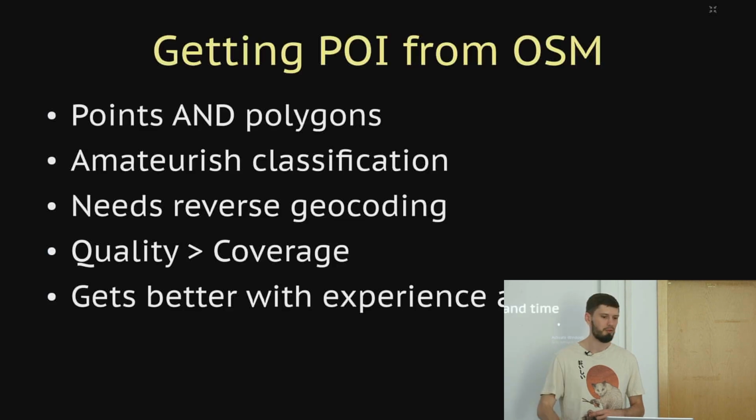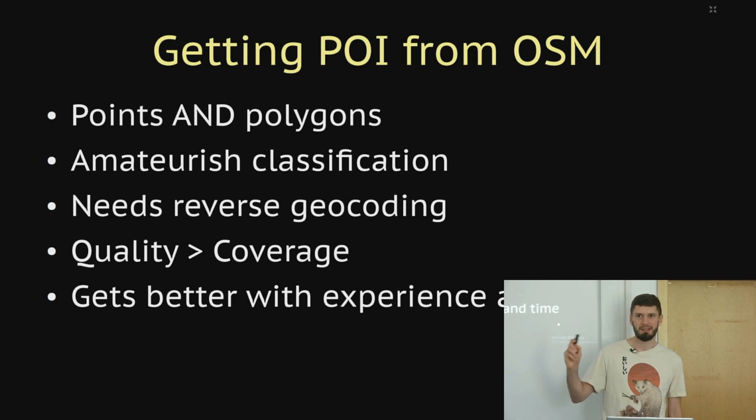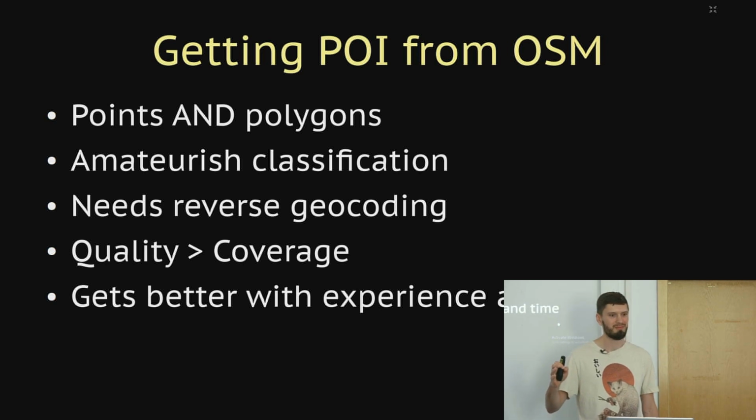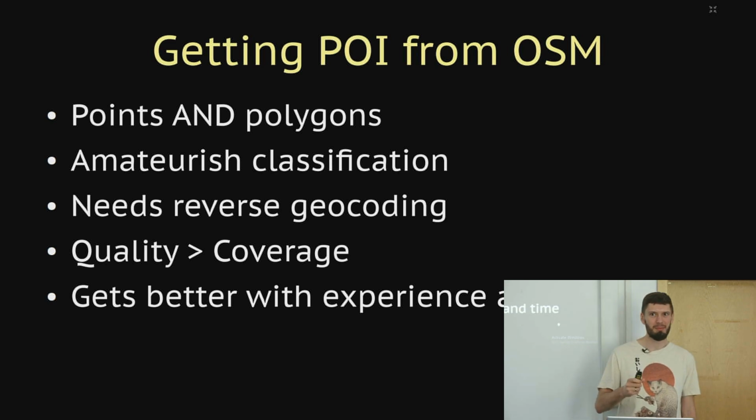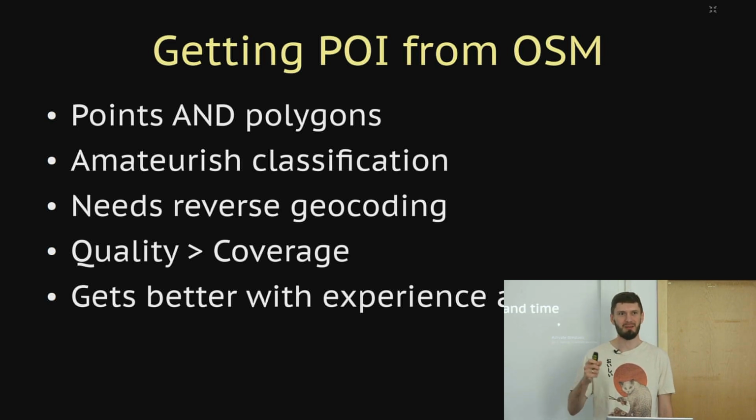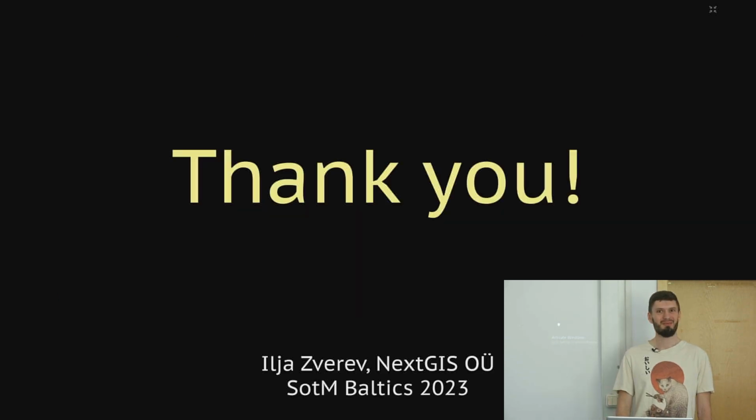So, to reiterate, OpenStreetMap has points and polygons. Don't forget about polygons. They might mean a different thing. Classification is weird. As in the real world, you will need reverse geocoding. It's not easy. Look up my FOSDEM talk. Coverage lacks. But OSM gets better with time, and you will get better at processing points of interest with experience. That's all. Thank you.